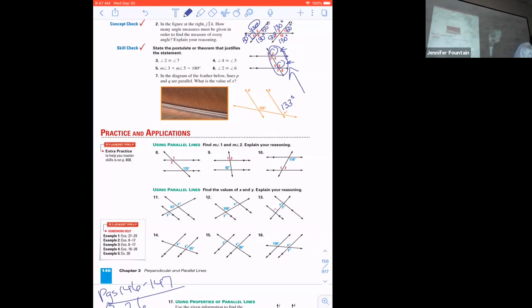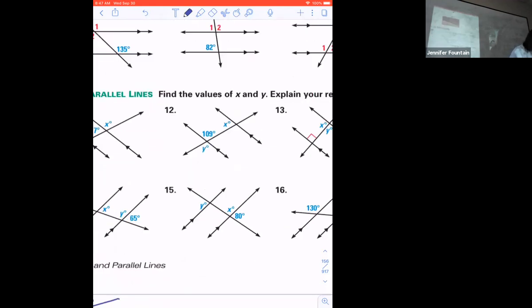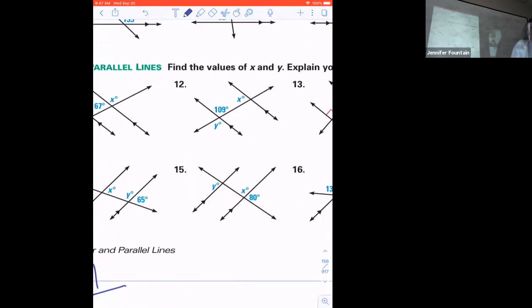71. So because 109 plus 71 equals 180, we know that those 2 angles added together will equal 180. So what is Y going to equal? 109. 109, and Y? Vertical angles. Good. So Y is vertical to that 109 degrees. I know that if I add 71 to 109, that equals 180. So I was able to find X and Y.